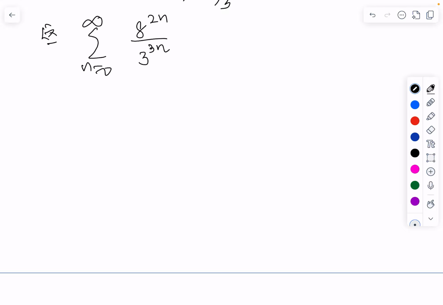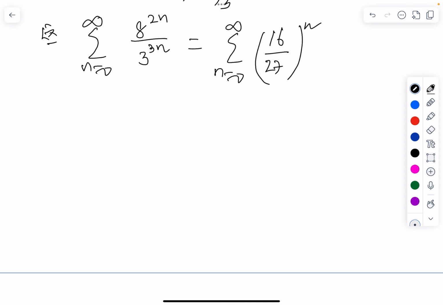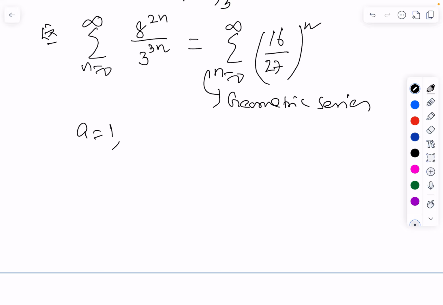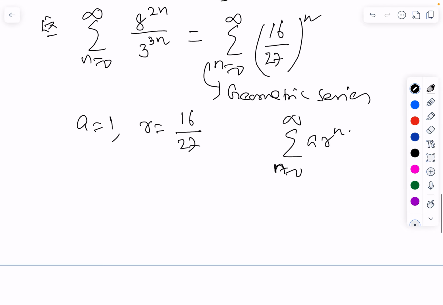Okay, first of all, let us write in this way. Series n equal to 0 to infinity, we can write 8 power 2, so that is 16, over 3 power 3, that is 27, to the power n. Okay, so n is equal to 0. This is a geometric series. What is the first term? 1. And what is the ratio? 16 by 27. You have any series like n equal to 0 to infinity, a r power n. A is the first term, r is the common ratio. So a is 1 and r is 16 by 27, which is less than 1.